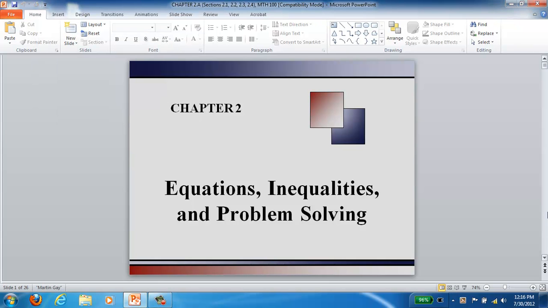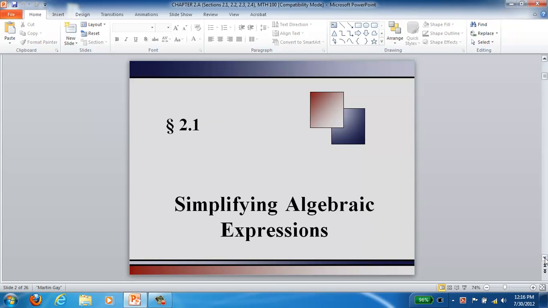Okay, this chapter, chapter 2, we will talk about equations, inequalities, and problem solving. 2.1 is simplifying algebraic expressions.